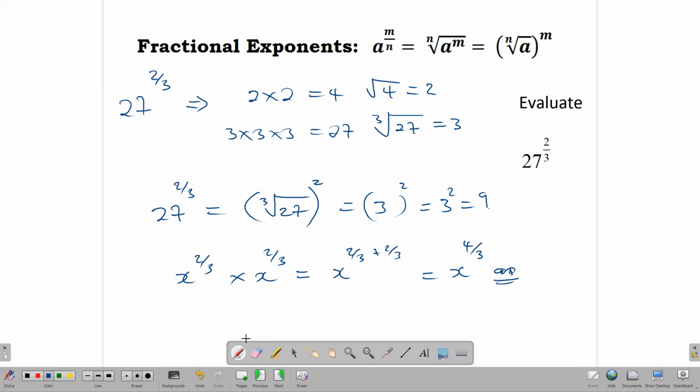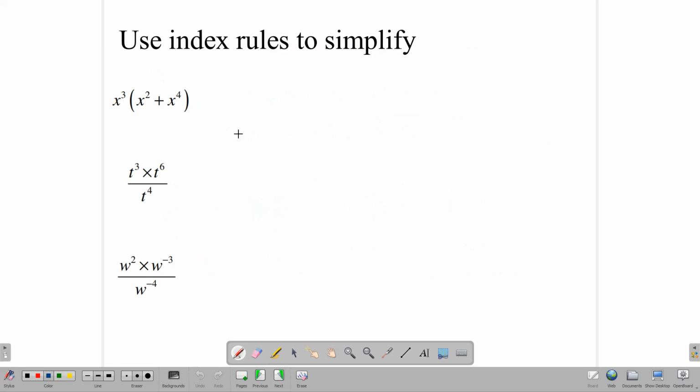Now that we have talked about the multiplication rule, the division rule, and powers of products and quotients, we can use some of those tools to simplify some expressions. So let's do that. Here we have 3 questions, 1, 2, 3, and we want to use the index rules to simplify these, because that is where we often come across using indices, other than doing it by itself. We want to expand brackets, for example, and so we want to know what the powers are.